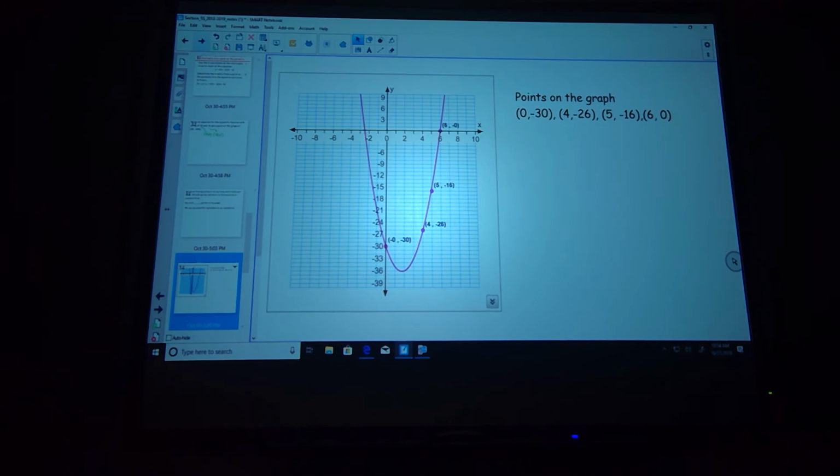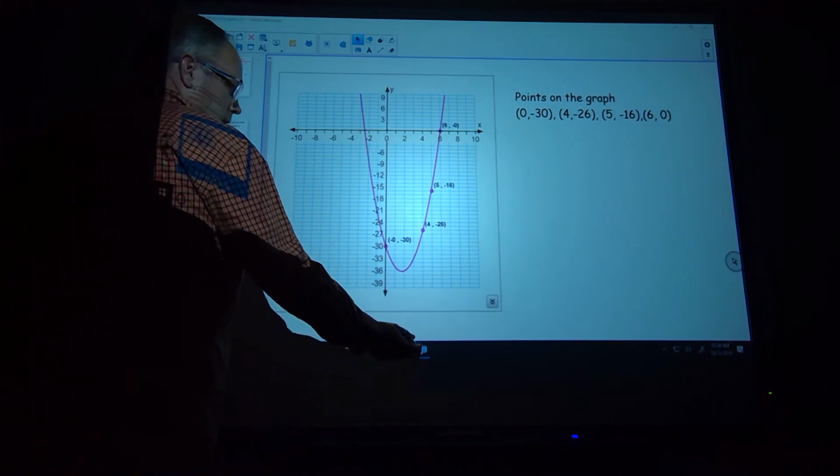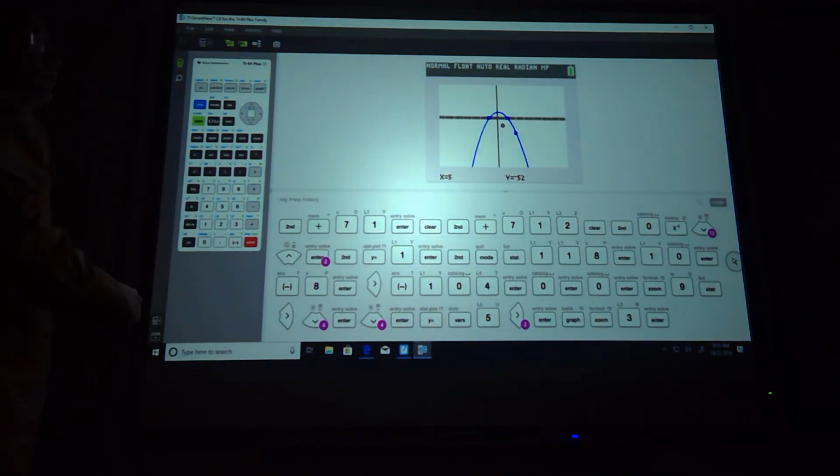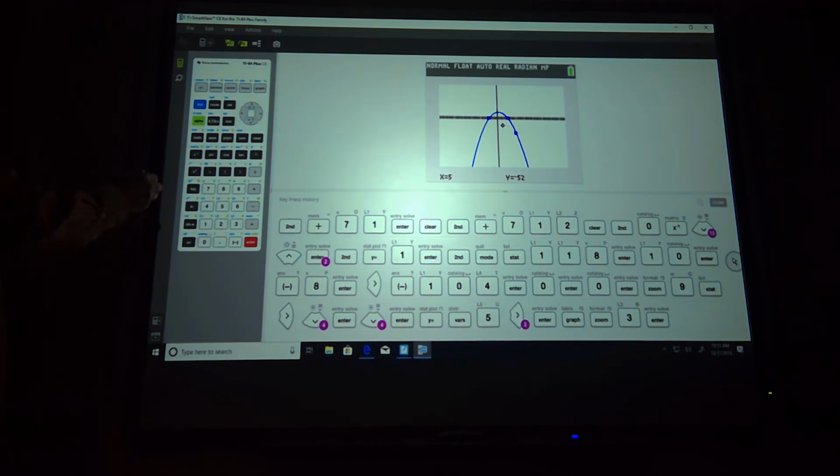Let's do this one. I'm just going to write these down so it's a little quicker for me. I got 0, negative 30. I got 4, negative 26. I got 5, negative 16. Yes, I understand there's a parabola right there. We could probably look at it and get the vertex. But let's geek it out a little bit more. Okay? All right. So we can do this.